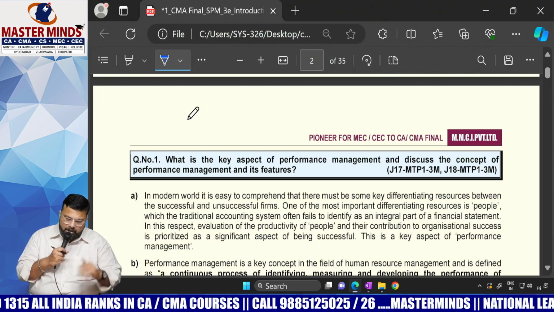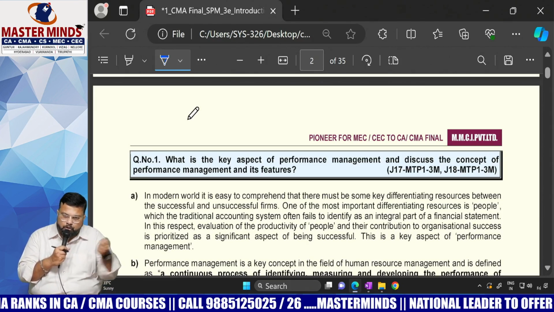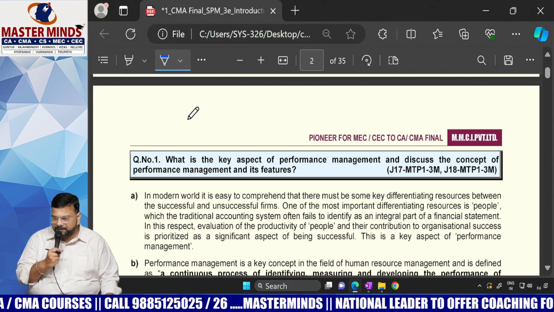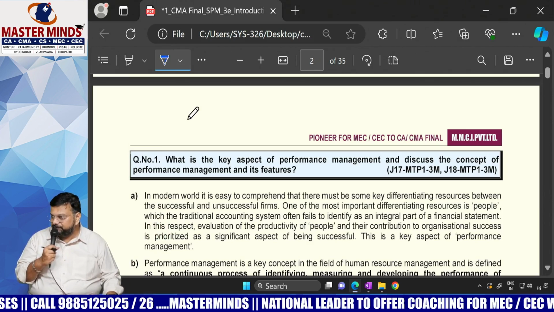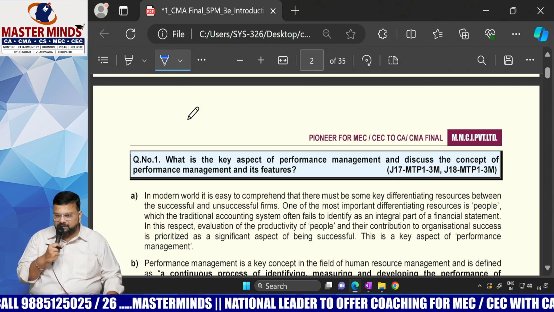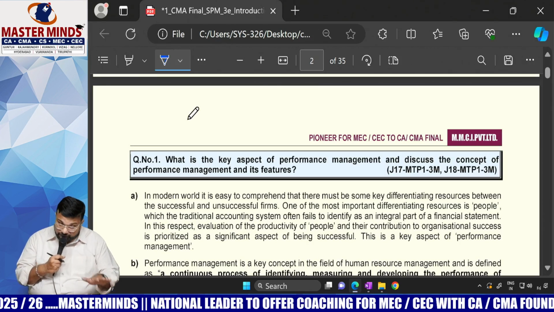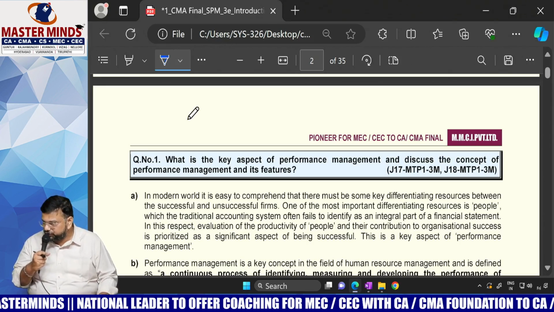So in olden days, whenever someone asked us to measure the performance of a company, we simply used to go to the financial statements and compare the current year performance of the company with the past year performance. If there is an increase in profit, then we used to say that the company is performing well. But as of now, that kind of analysis or measurement or management is not sufficient.